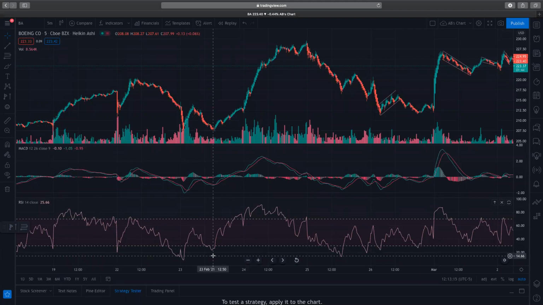This was February 23rd, our RSI was 25. And then on the 24th, the next day, our RSI was 91. So that's a swing trade right there. That's overnight price action, and that would have been a beautiful swing trade because it popped right there.